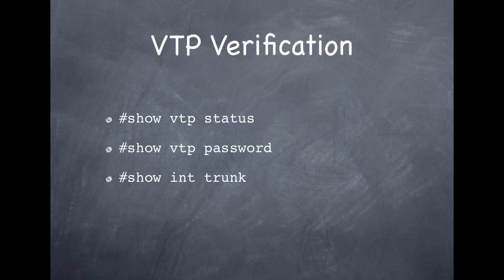Now, the first 2 are pretty self-explanatory. I've showed them to you before. But the show interface trunk command will actually show which VLANs are being pruned on a particular switch port. It'll also show you what's not on the prune eligible list, stuff like that.